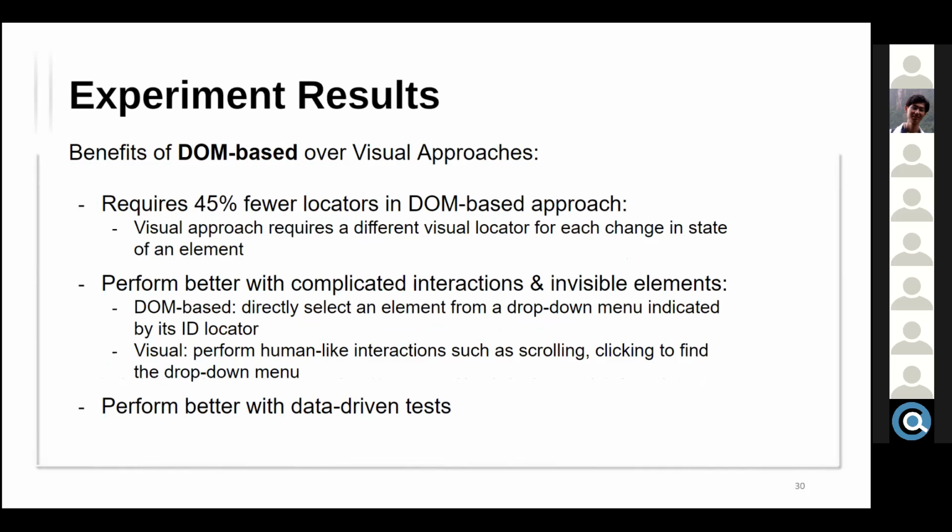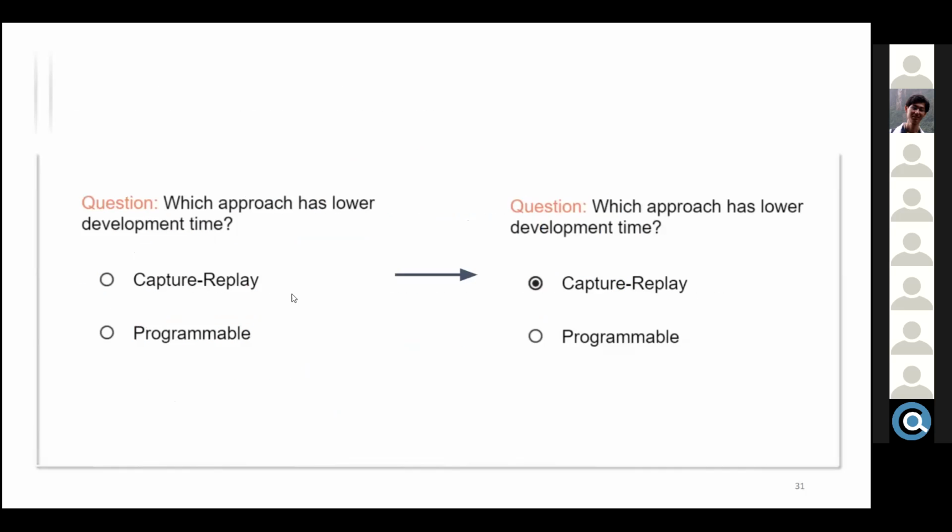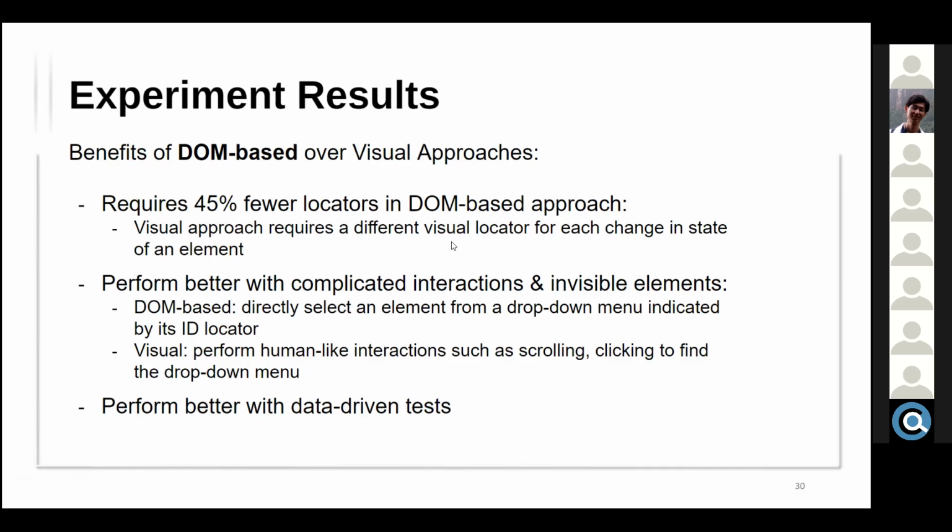Benefits for DOM-based over visual approaches are that DOM-based requires 45% fewer locators. The visual approach requires a different visual locator for each change in state of an element. For example, in the question I used just now, I used the radio button. If it's a visual approach, we have to capture both the unclicked radio button and also the clicked radio button, which requires a lot more locators.